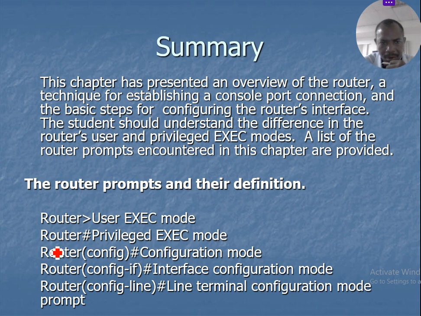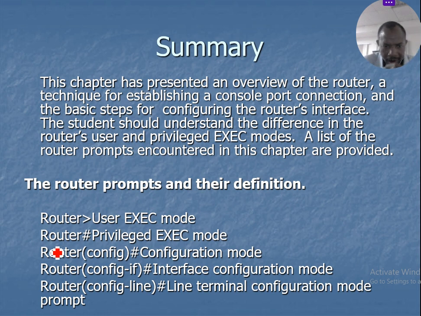The first prompt is the user execute mode for the router. When you're writing in the command line interface of the router, you write router and then put a greater than symbol. It will put the router in user execute mode. Then the next prompt is the privilege execute mode. We write router, then we put a hashtag in front of the router, which puts the router in privilege mode.